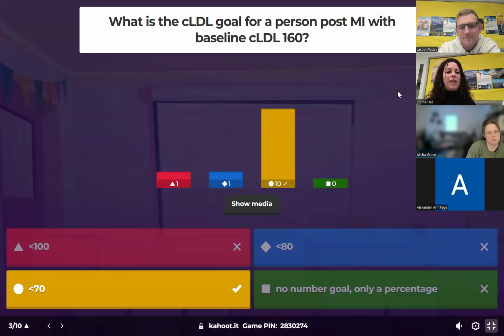Very good. So they're not above 190 in this case, but we do see that they have that ASCVD risk factor with the post MI. So less than 70 in this case. We're assuming in this one that there's no additional information that would place them at very high risk. They would have to specifically state that, so we're not pushing it any further right now.